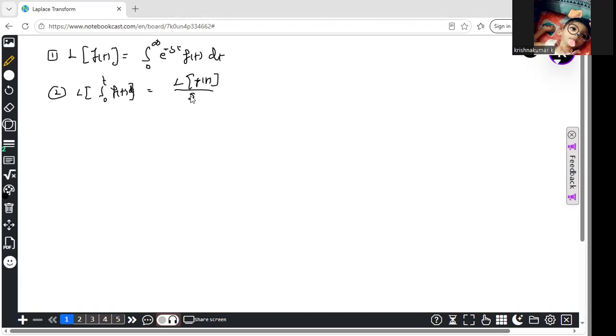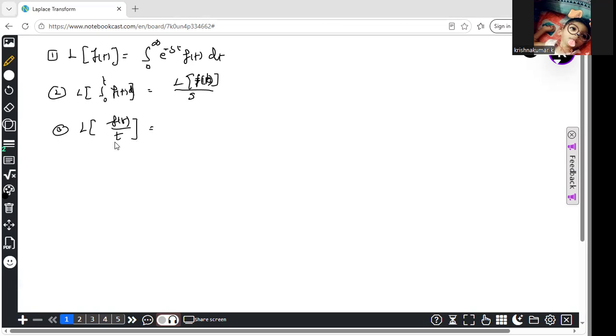For the integration we have s in the denominator. For the derivative we have s in the multiplication. Already discussed that result. So already you know this. And one more thing, the Laplace transform of f of t divided by t.